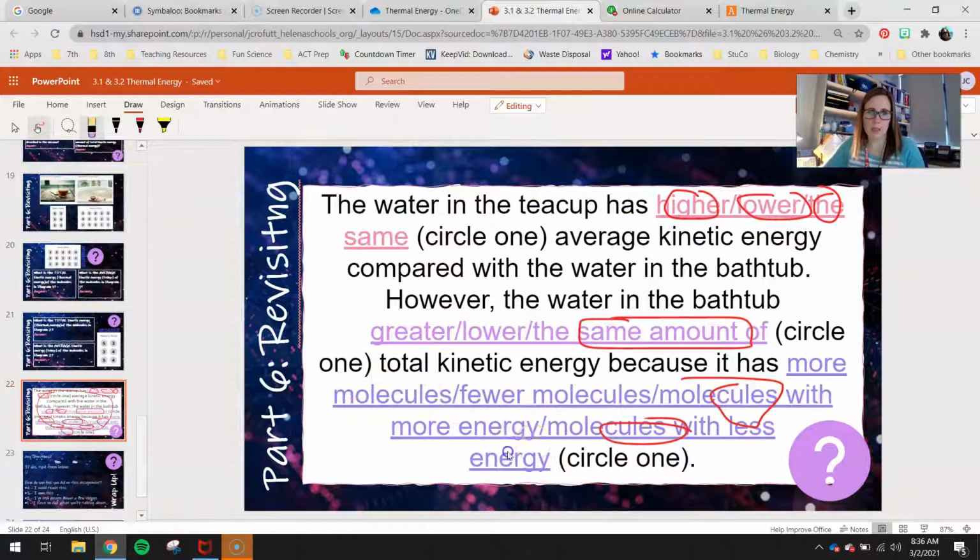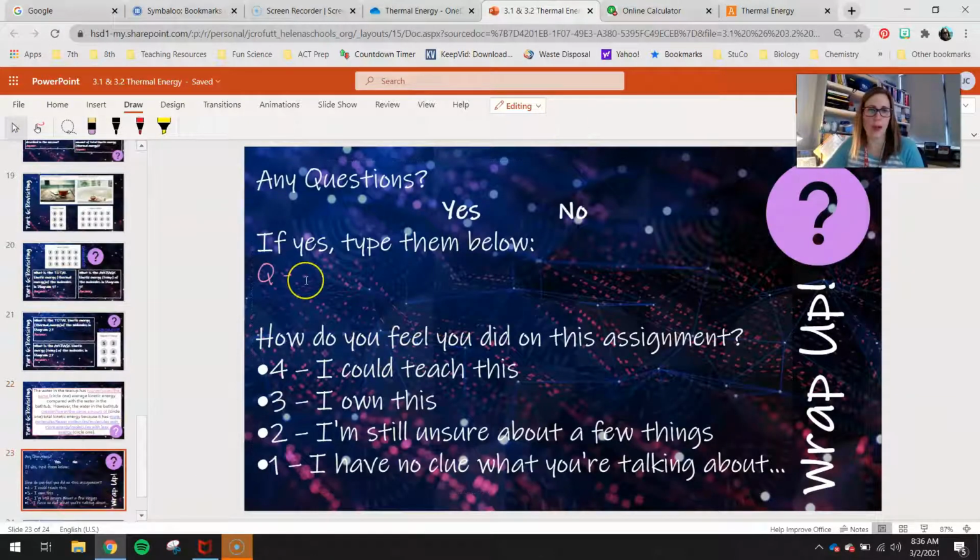Okay, all right, so make sure you guys finish that and then you guys can move on to your wrap up. Do you have any questions? Circle yes or no. If you have questions, type them below. But obviously, if this is something that is tripping you guys up and you can't finish, make sure you guys let me know in advance so I can help you. And then 4, 3, 2, 1, how do you think you did?